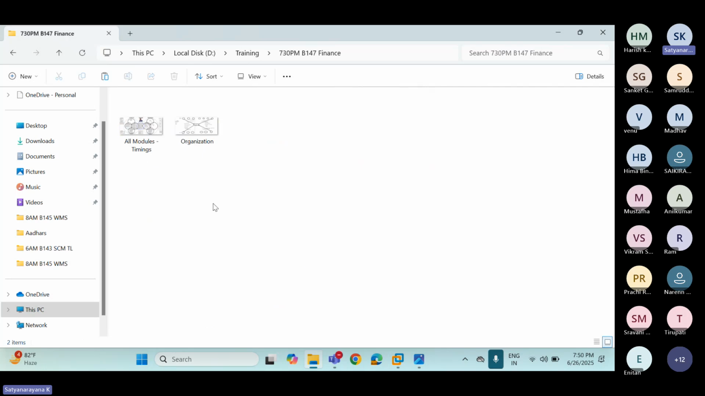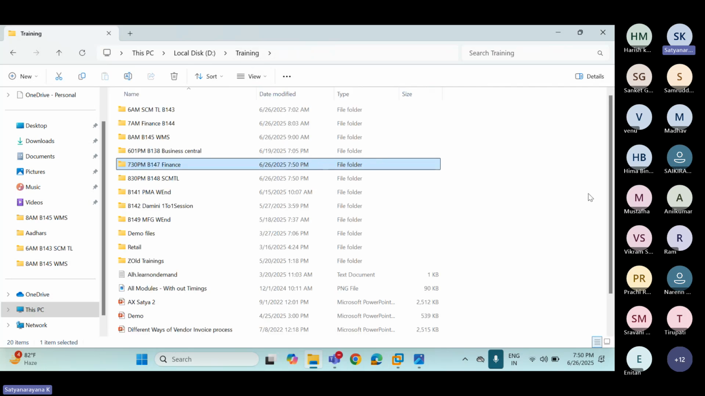So for the 7:30 batch, it is batch 147. I will create Batch 147. Whoever has paid the fee will be added into that group. It is a smaller group, usually around 10 to 15 members.